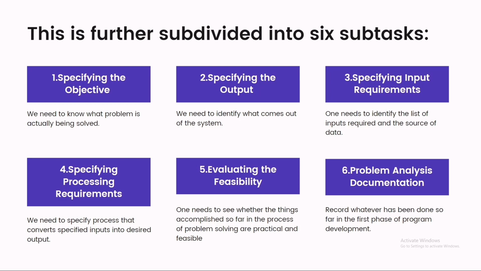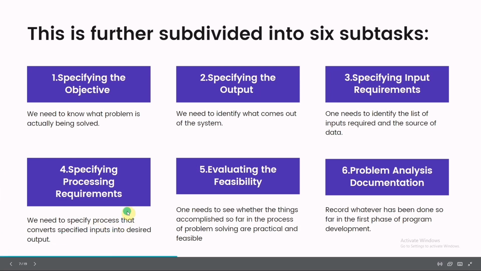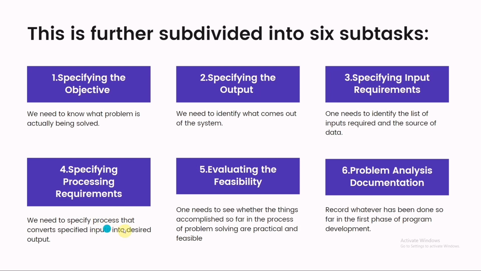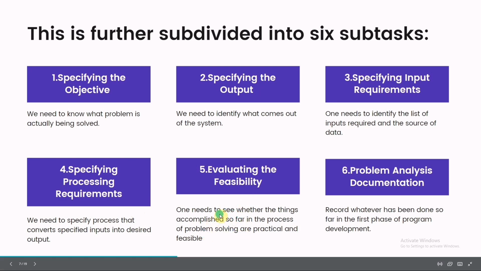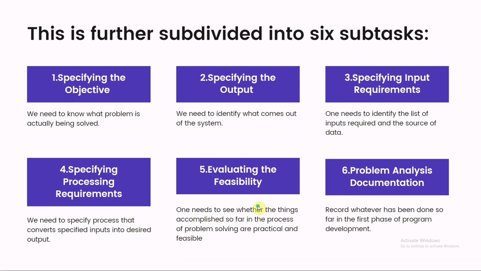And then we specify processing requirements in step 4. We need to specify the process that converts the specified inputs into the desired output. After that, we evaluate feasibility. We need to see whether the things accomplished so far in the process of problem solving are practical and feasible. Given the end user's setup, we look at the practicability of the solution we will build to solve certain scenarios of a problem.